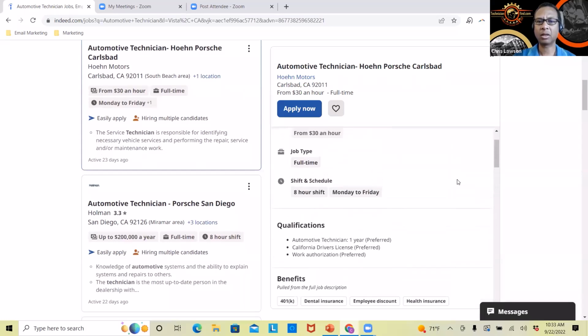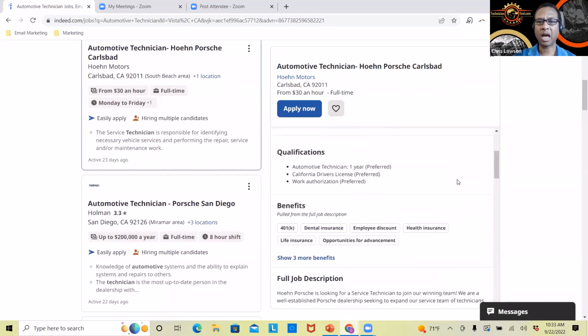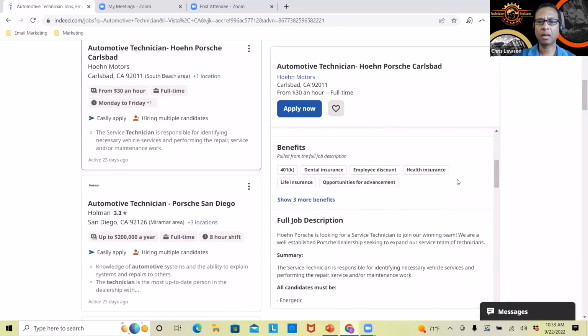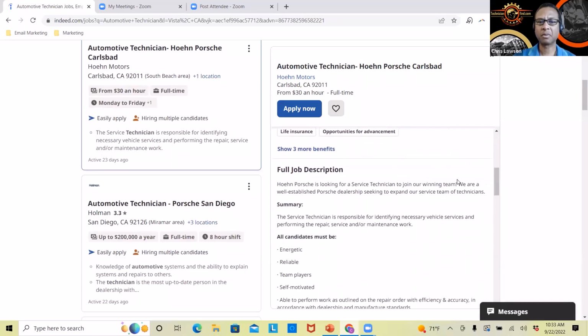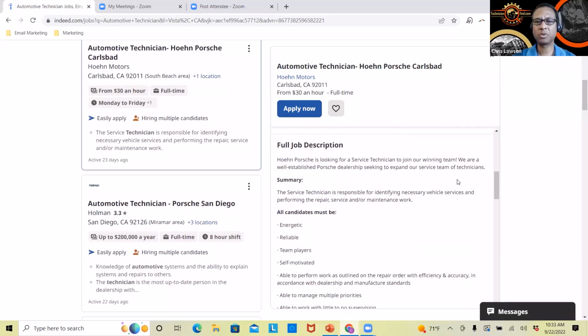Here is what the ad looks like. They have some qualifications, they have some benefits, and then here's the full job description. "Ho and Porsche is looking for a service technician to join our winning team. We are a well-established Porsche dealership seeking to expand our service team of technicians." Okay, well, how many things did they violate just in that first paragraph?